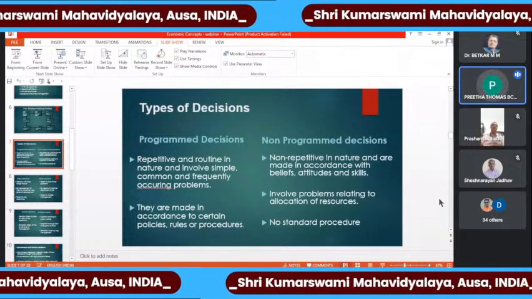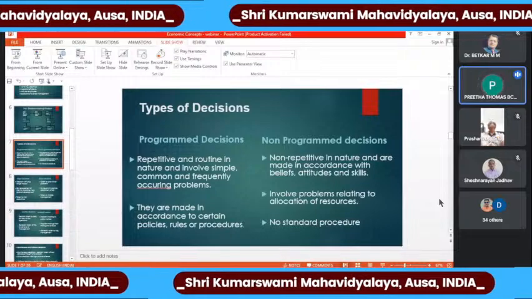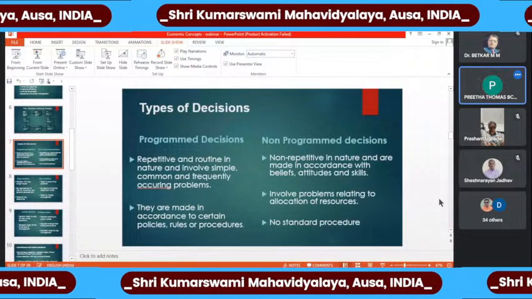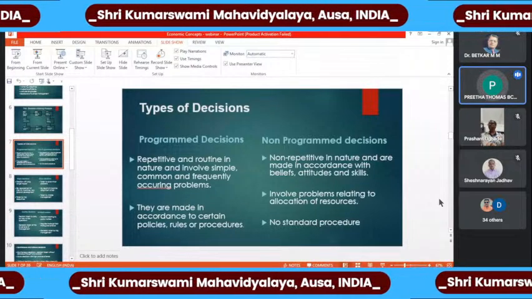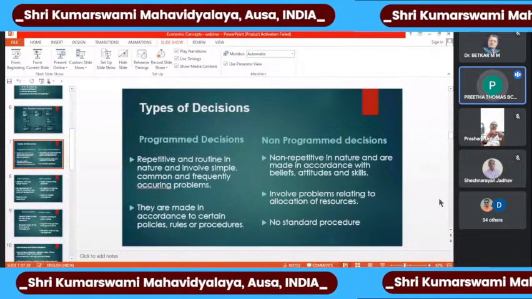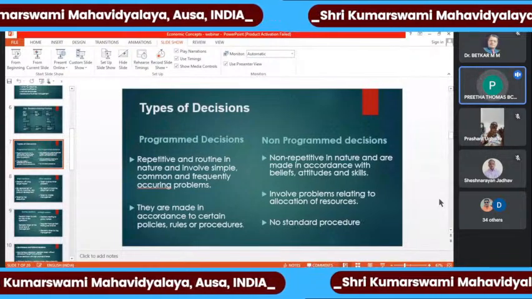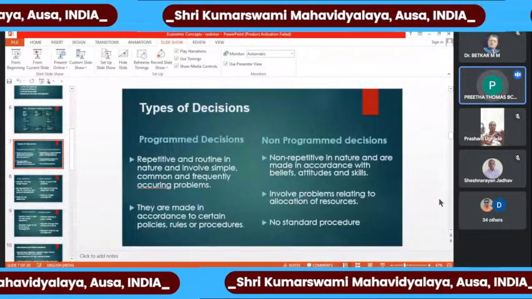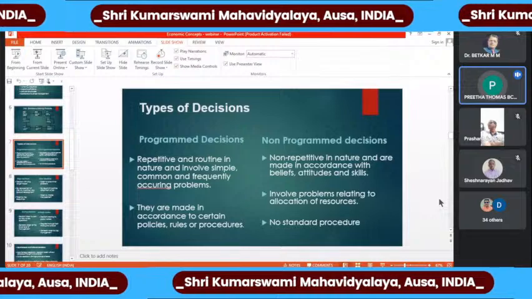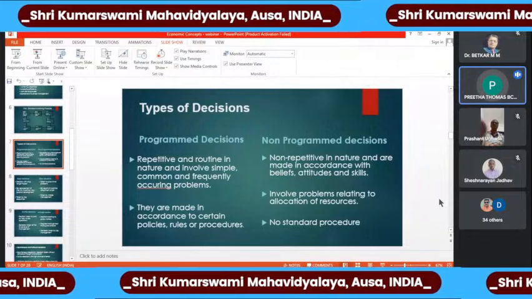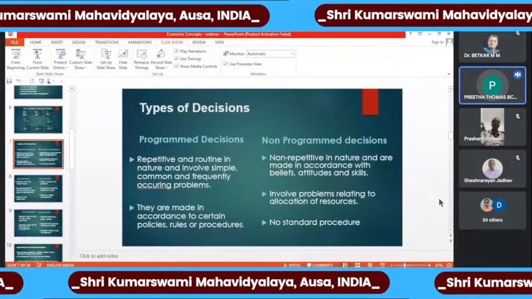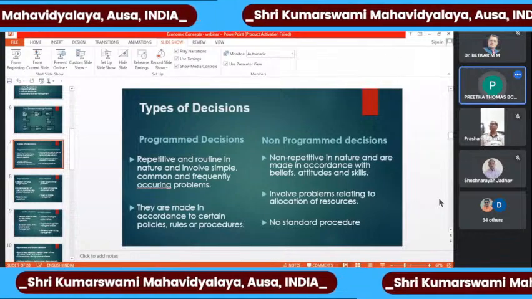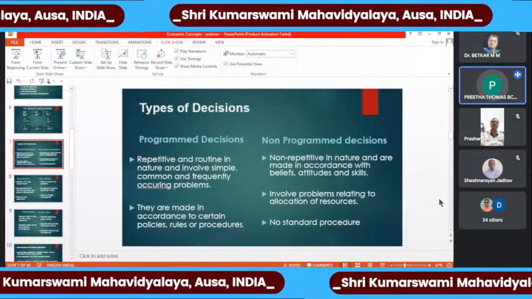Okay, we don't even think twice. If something happens, what should I do? Right? In college, if a student comes late, what should we do? That is programmed, because that happens on a daily basis. Daily, one or two persons are coming late, right? So when such a situation comes, we already know what we have to do. Those kinds of decisions are what are known as programmed decisions. So they are made in accordance with certain policies, rules, or procedures.